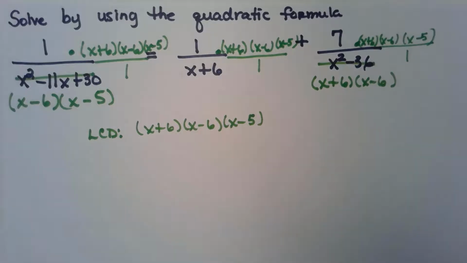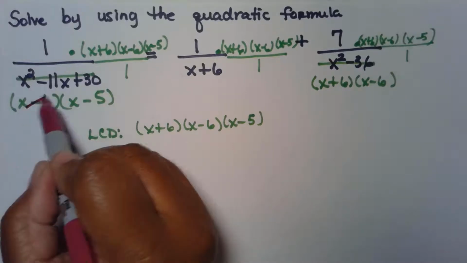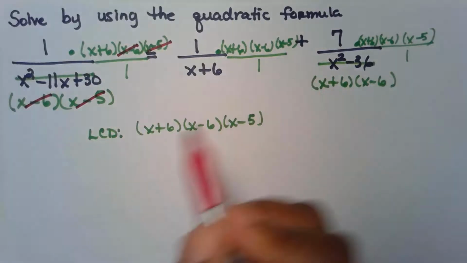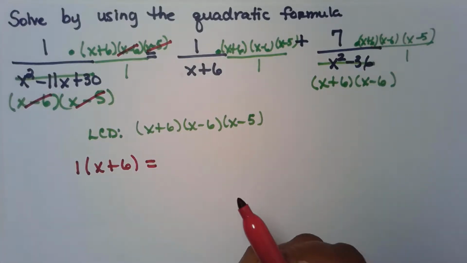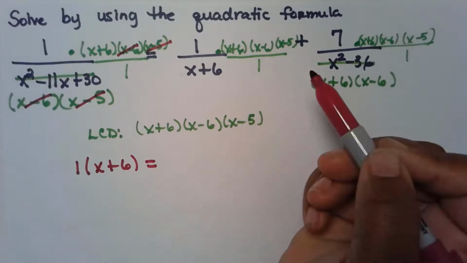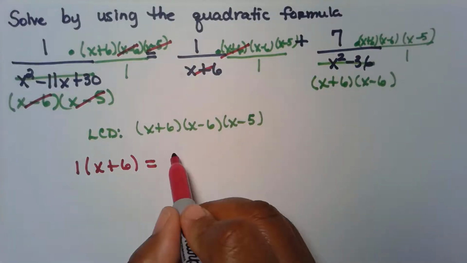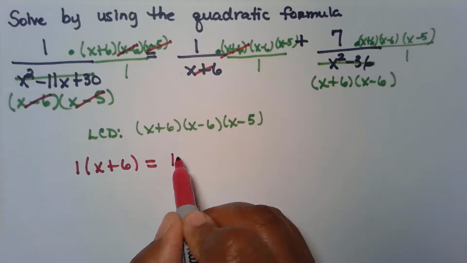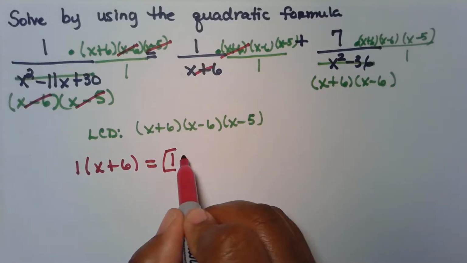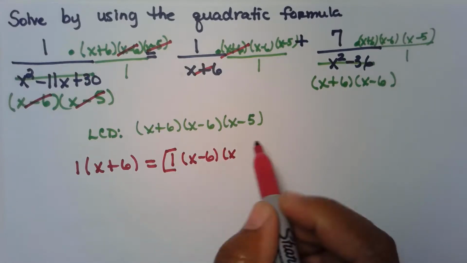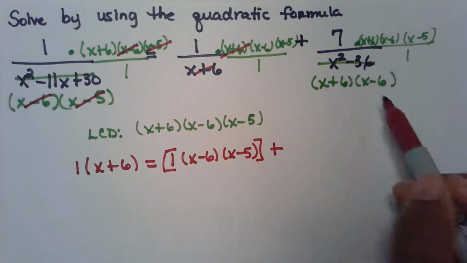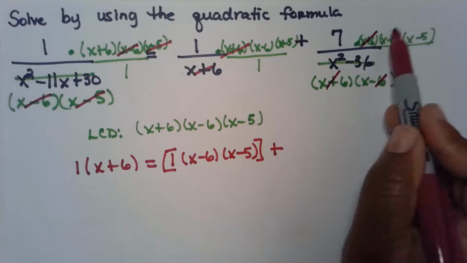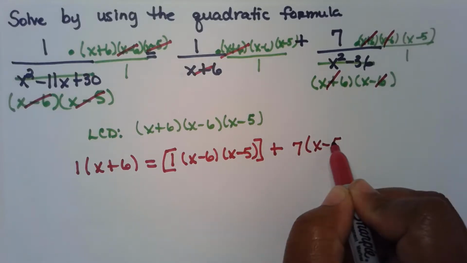And now let's cancel. The first term, what cancels out? The x minus 6's, the x minus 5. Then we're left with 1 times x plus 6 equals 2. The middle term, what cancels out? We have here the x plus 6, and we're left with 1 times x minus 6, x minus 5, plus the last term, what cancels out? The x plus 6, x minus 6, we have 7 times x minus 5.